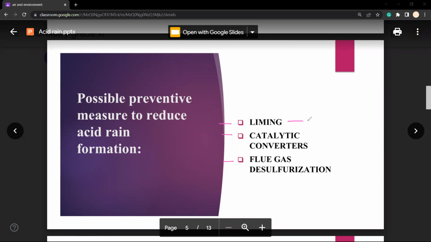Number one, by liming the soil, if we lime the soil, we can increase its pH. Its pH can be increased. What is lime? Lime is basically your calcium oxide or calcium hydroxide, okay. If you spray it, the pH of your soil, which has lowered down because of the acidic rain, will be normalized.